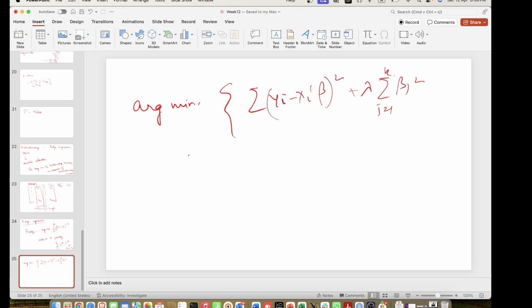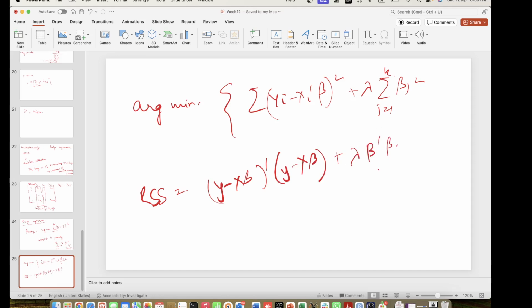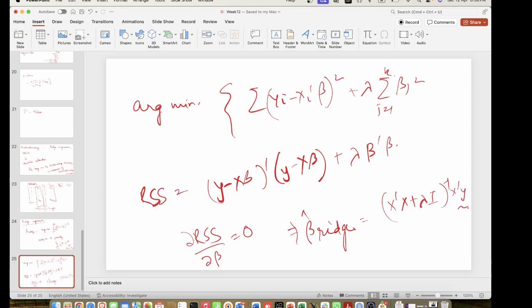Okay, and in that case the RSS can be written as (y minus x beta) transpose (y minus x beta) plus lambda beta prime beta. Okay, and if we just do del RSS by del beta and equate it to 0, then we have beta hat ridge as (x prime x plus lambda I) inverse x prime y.